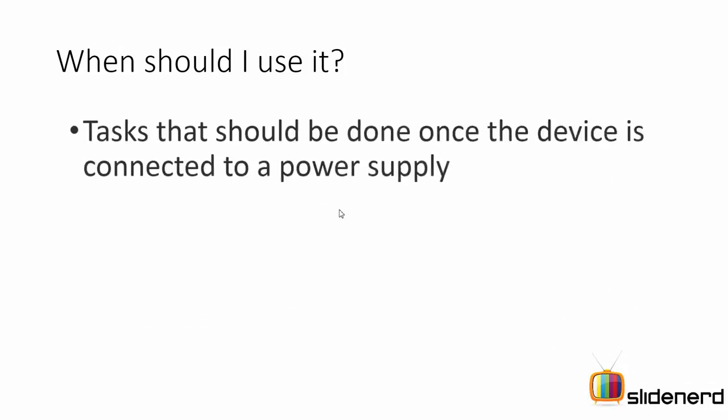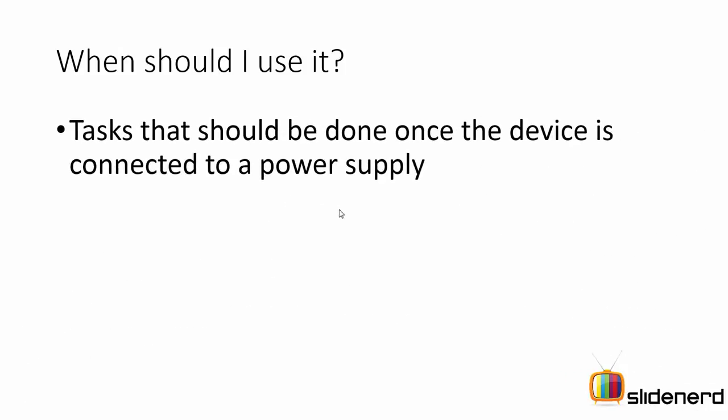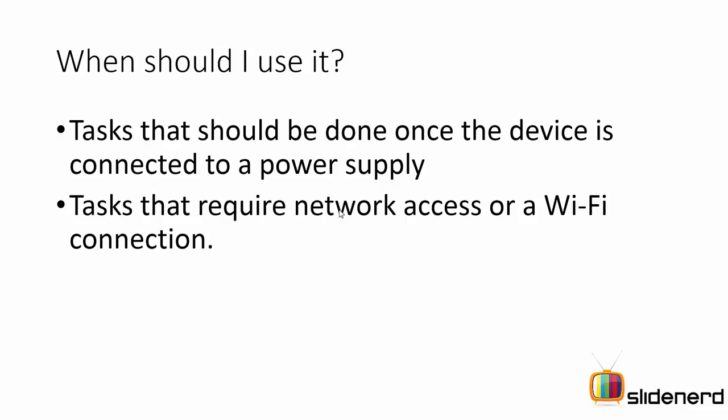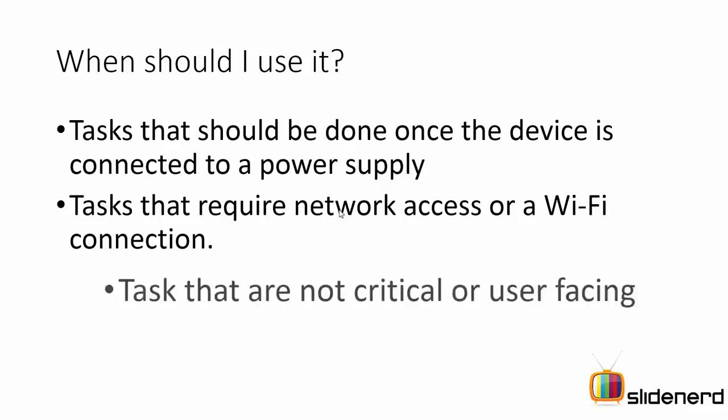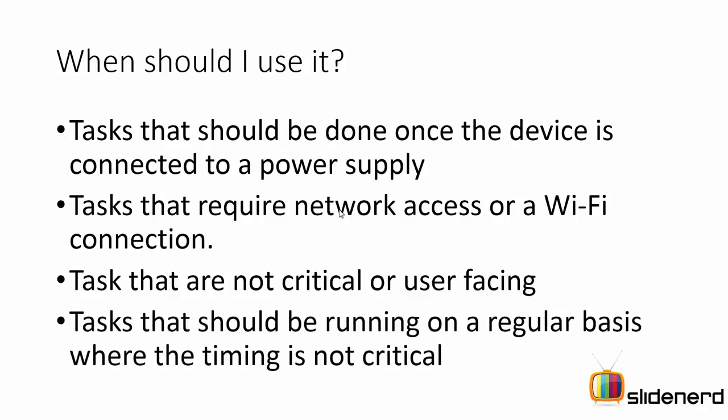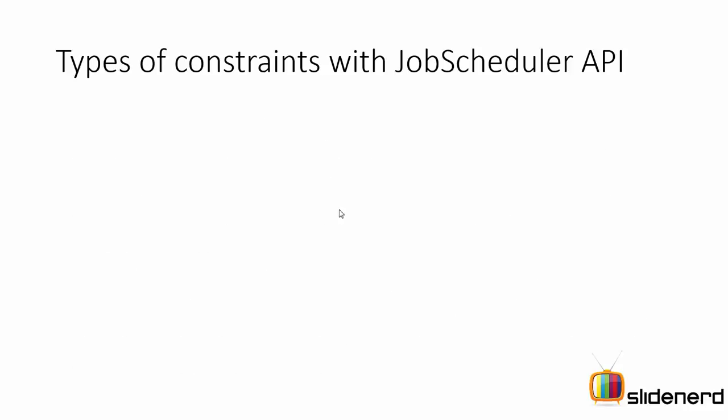When to use it? Well, first of all, the task you want to run should require the battery supply. That is a nice case for it. Or you want to ensure that you run the background task when there is network or Wi-Fi access. Or otherwise, the user does not interact with the task on a background job and you want to run your job scheduler. And the most important part, you want to run something again and again every 20 minutes, and timing is not that critical. So there are certain constraints that you can specify with the job scheduler API.